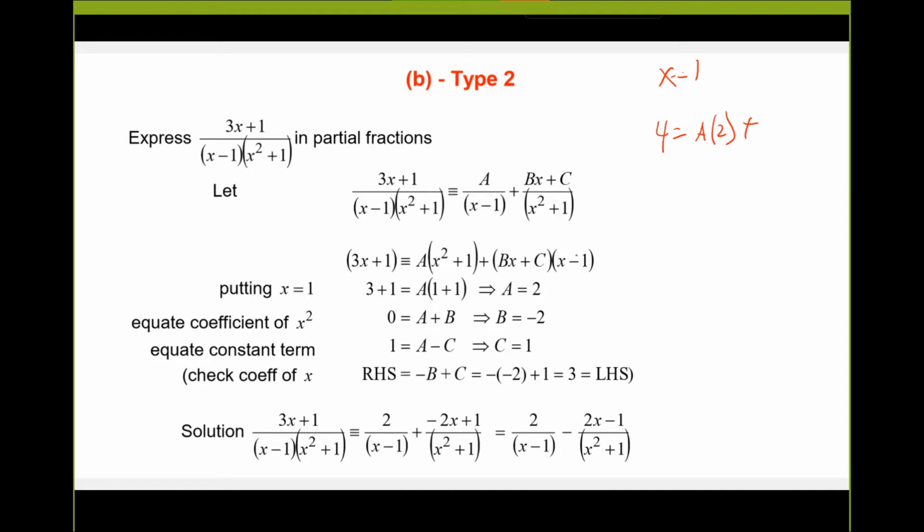So that gives us an equation. If I just look at the constants, which have to equal each other, 1 must equal a minus c. We know a is 2, so that lets us solve for c. So therefore, c is equal to 1.